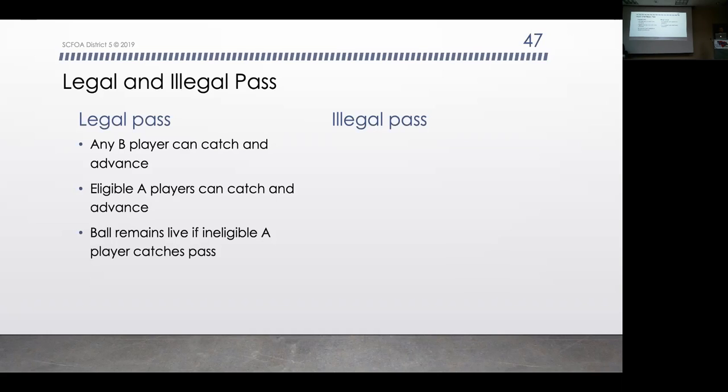The illegal pass, illegal forward pass here, any B player can catch and advance. Any A player can catch and advance. The point is the ball remains live unless it hits the ground. Okay, so if a player catches it, it's an illegal forward pass, we keep officiating, knowing that we have a foul at the end of the down.